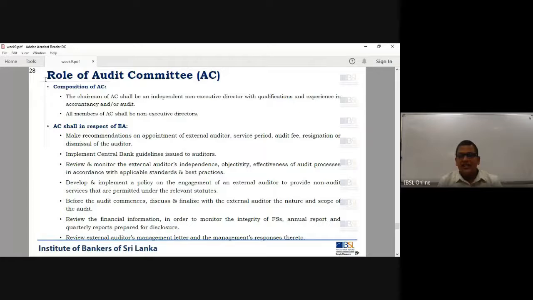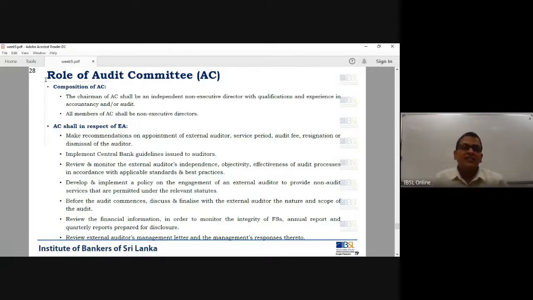In the audit committee composition, the board of directors has to have different qualified and experienced people. From those, they have to find a person with accountancy and audit experience and qualification, and he must be an independent and non-executive director. Then they can appoint such a director as the audit committee chairman. And all members of the audit committee shall be non-executive directors. I will explain in the corporate governance section why it should be a non-executive director, and why it can't be an executive director. At that time we can study it.